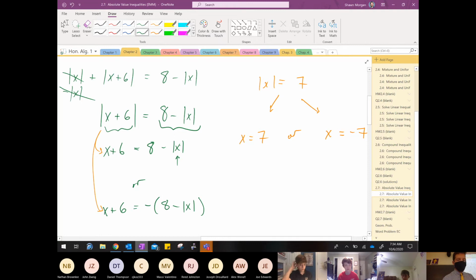All right, so we could subtract 8. Now, I'll be honest with you, I wouldn't do it this way, but you could. If you subtract 8 from both sides, you get x minus 2 equals the opposite of absolute value. And then what would you do next, Jake? You want to get absolute value, not opposite of absolute value. So just divide everything by -1. Let's divide everything by -1.